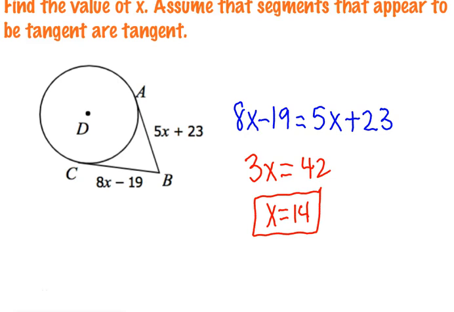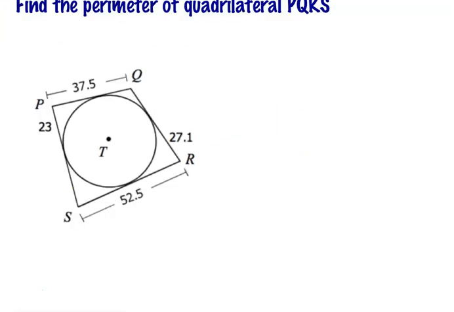Okay, then our last one. Find the perimeter. Do I have enough info to find my perimeter right now as it is? Yes, we will, because you just need the 23. I'm missing this length right here and that one, which we know. If you do 52.5 minus 27.1.